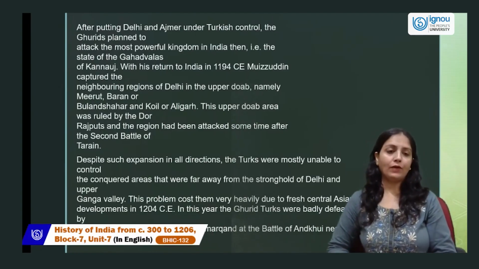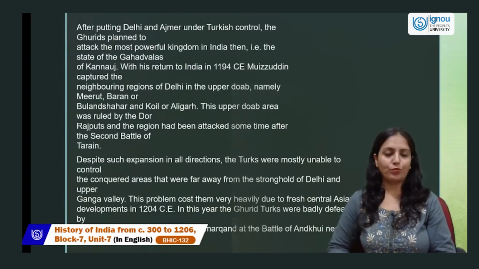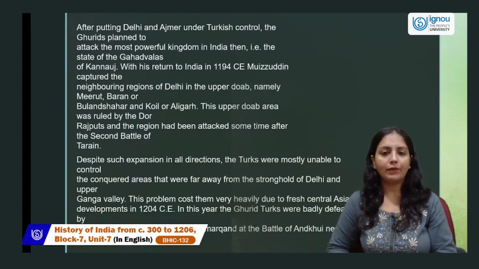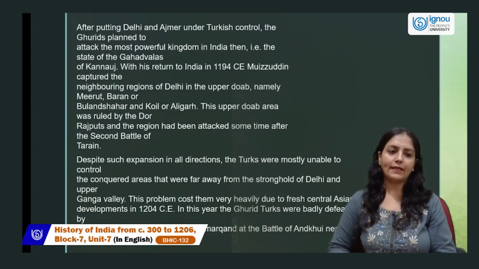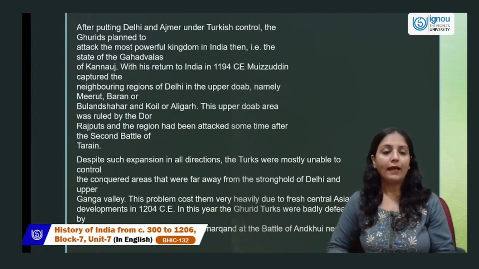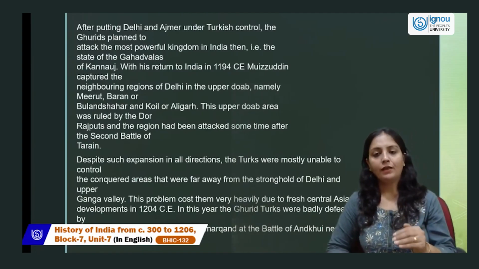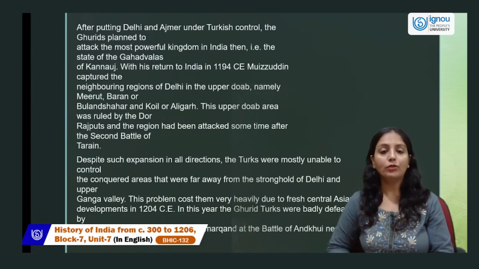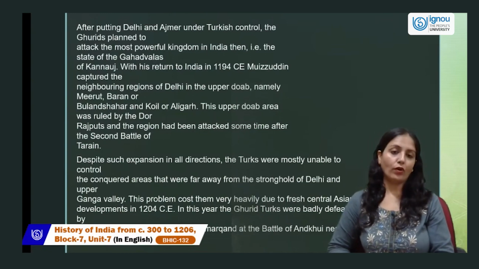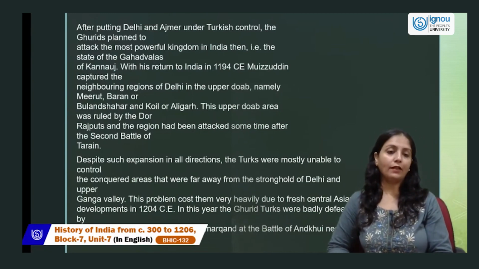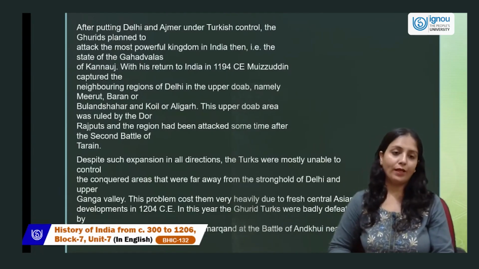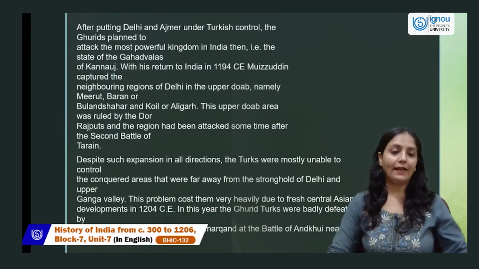This Upper Doab area was ruled by the Dor Rajputs, and the region had been attacked some time after the Second Battle of Tarain. Because in the Second Battle of Tarain, Prithviraj Chauhan was defeated and Muhammad Ghori had won the war at that time. He plundered a lot of things from the place and Prithviraj Chauhan ran away from there and took shelter in other rulers' reign at that time.